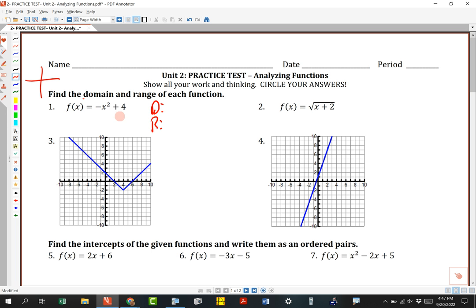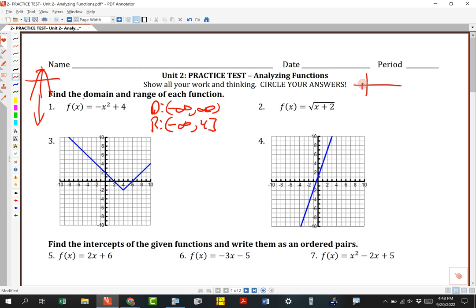This would be a parabola that opens down and has been moved up 4. So the domain is going to be anything you want, negative infinity to infinity. The range is going to go from way down here at negative infinity all the way up to right there. So that's going to be from negative infinity all the way to positive 4. And it's going to include the positive 4, so we're going to put a square bracket around that.